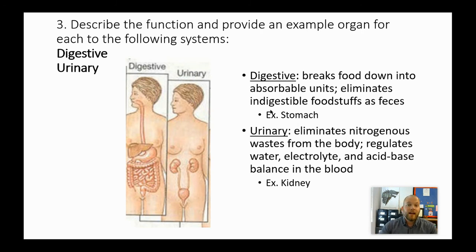So it does a lot more than just make urine. It kind of filters your blood and turns it into clean blood, removing everything that makes dirty blood unclean. And your kidneys are a great example of a urinary system organ.